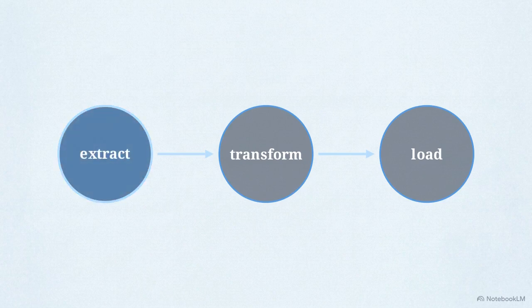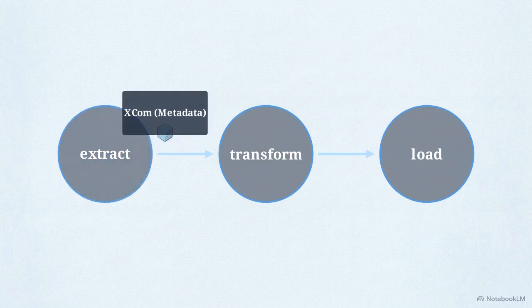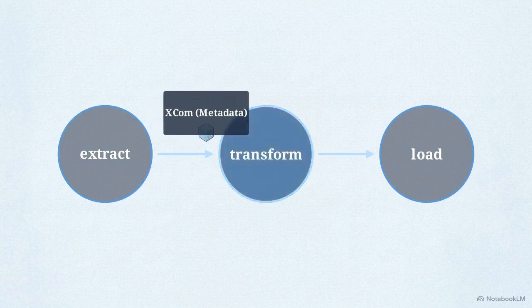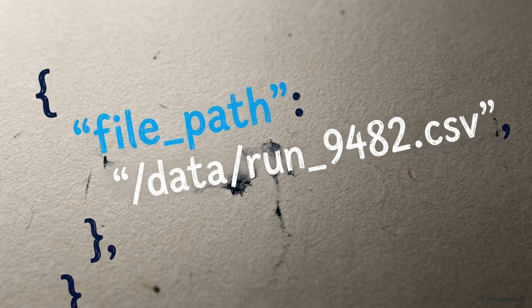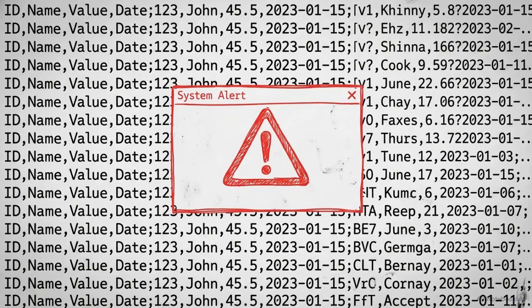As tasks run, they share context through XComs, or cross-communications. A completed task pushes state data forward, and the next task pulls it to proceed. You must restrict XComs strictly to small metadata, like file paths or unique IDs. Pushing massive data files directly through an XCom will overwhelm the metadata database and crash your instance.